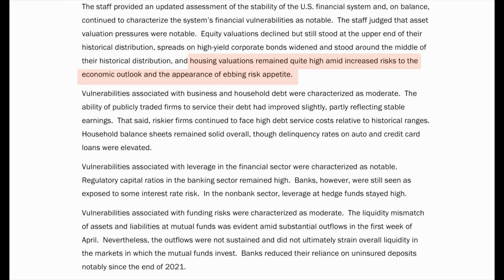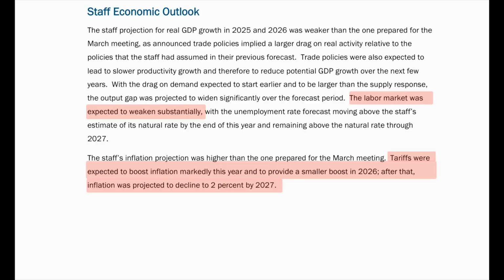They also acknowledge that housing valuations remain quite high amid increased risk to the economic outlook and the appearance of ebbing risk appetite. So although I don't see a huge decline in home prices coming down the pipeline anytime soon, it's hard to believe that an asset class can just go straight up forever with minor price falls. And so sometimes elevated valuations are enough to warrant someone to think that we're going to experience a collapse in that asset class. They are expecting the labor market to weaken substantially over the next 18 months, but it doesn't seem to cause for concern in terms of adding to the recessionary pressures.